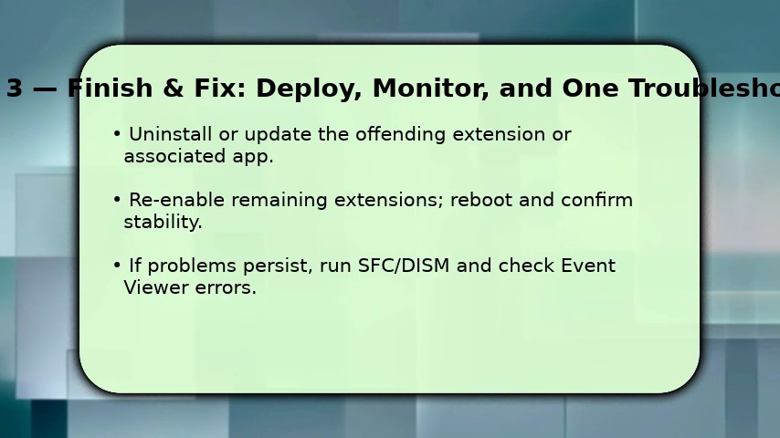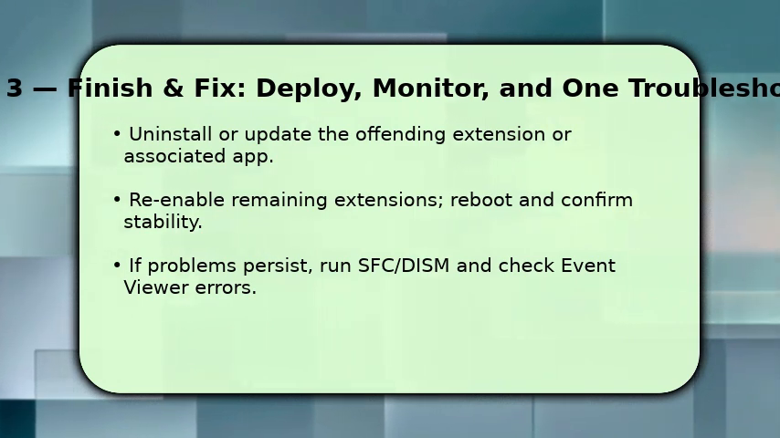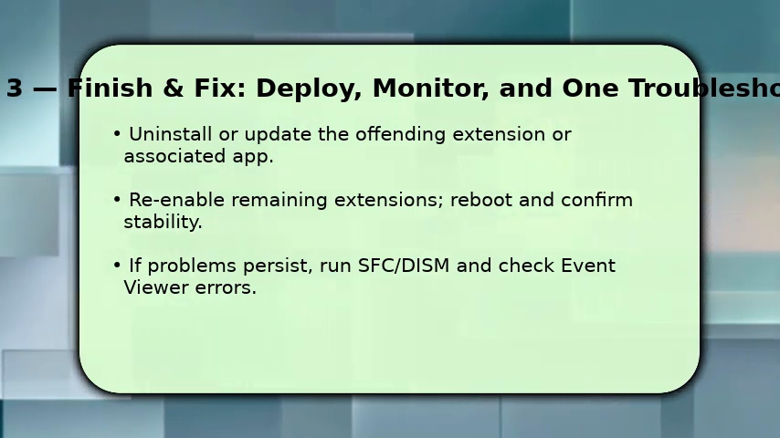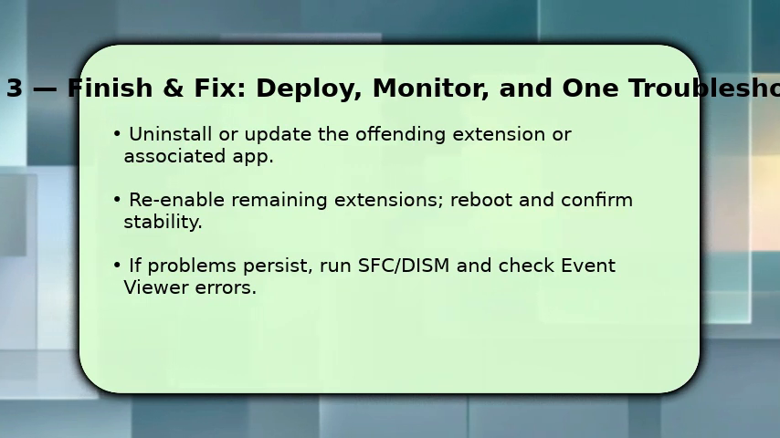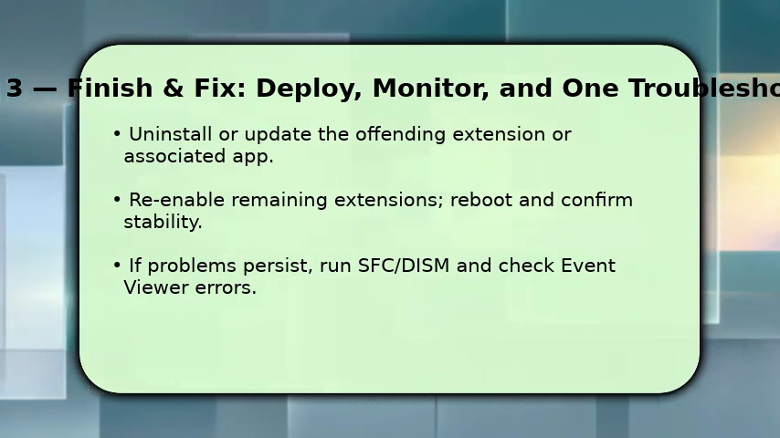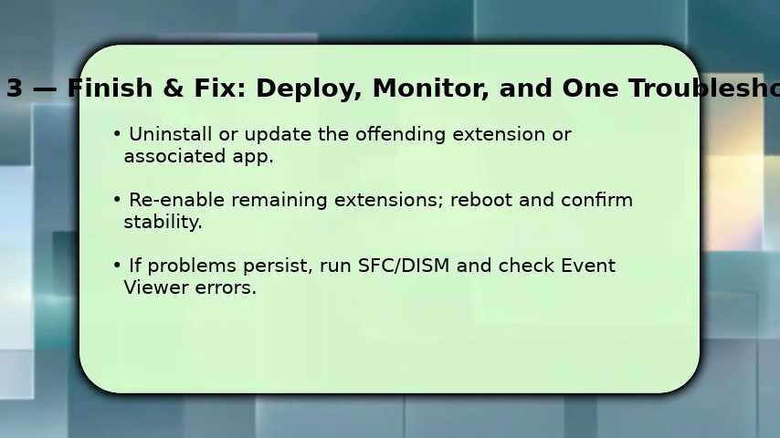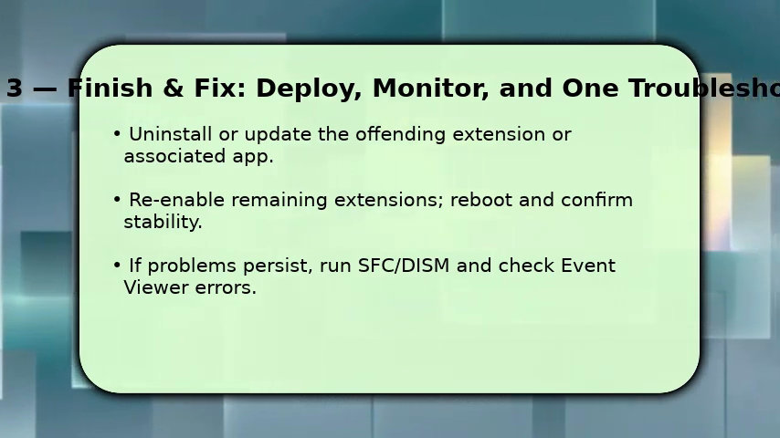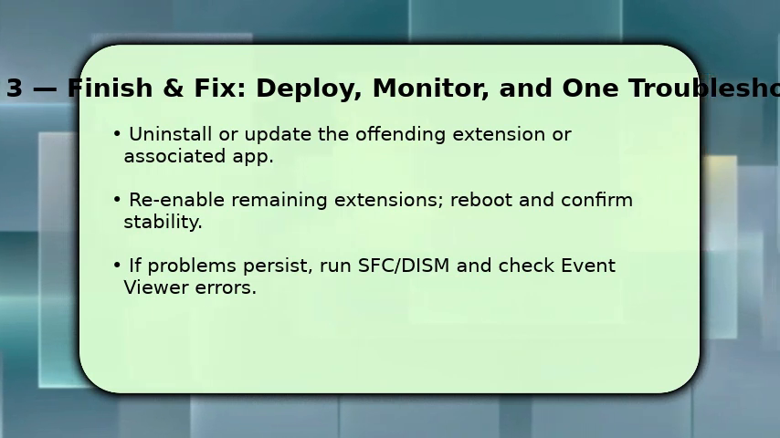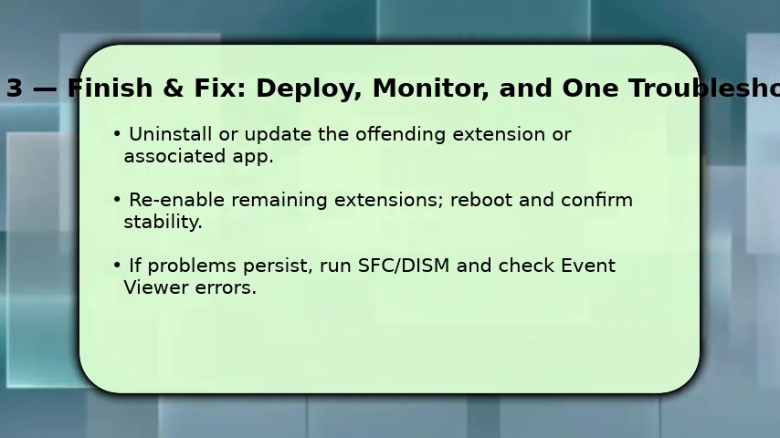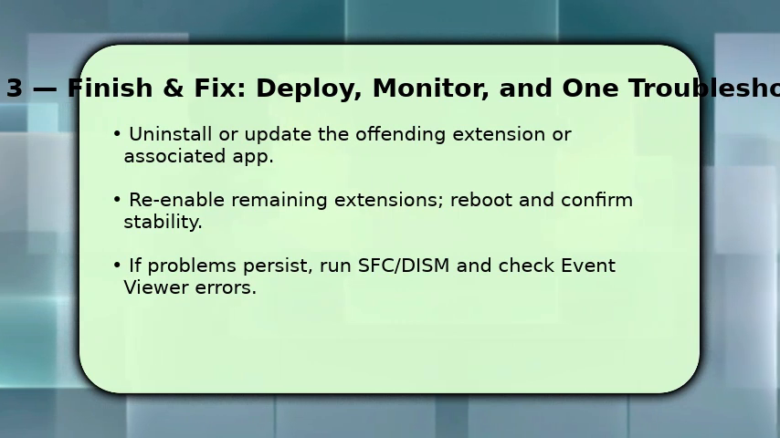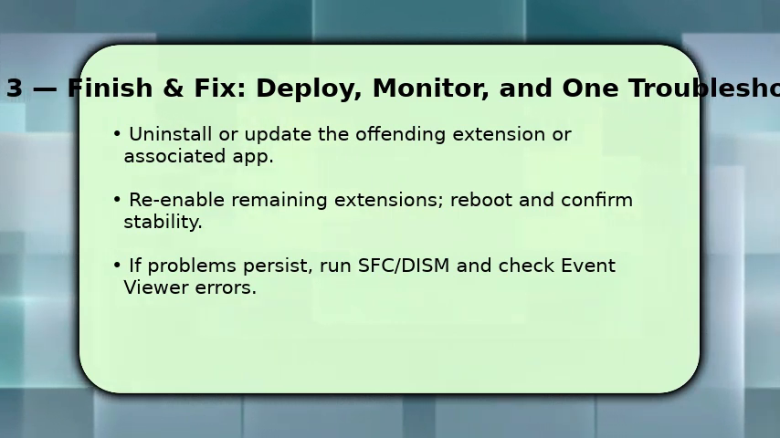Once done, re-enable the other extensions you left disabled, then reboot to confirm stability. If the issue returns, run System File Checker and DISM to repair system files, and check Event Viewer for precise error codes tied to dllhost.exe, those codes point to drivers or codecs. If necessary, restore a system point. Make sure to back up settings before any major rollback.